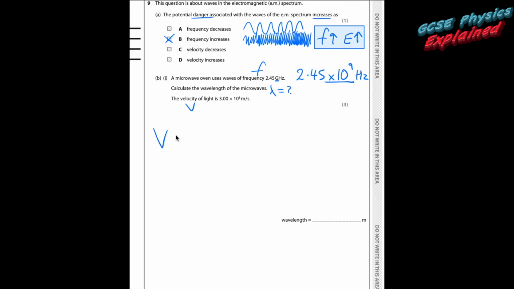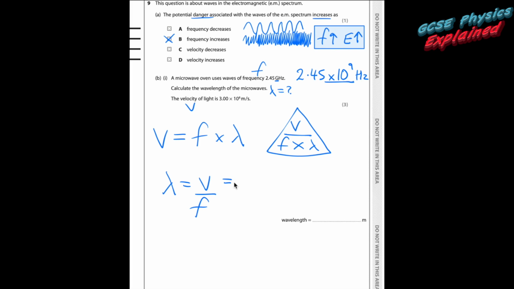Right, so the formula is velocity equals frequency times wavelength. Let's pop that into a magic triangle because we need to work out the wavelength. There's room for something times something, and it's f times lambda, so let's shove that in. And v must go on the top. Cover up what we're looking for, which is the wavelength, lambda, and we're left with v divided by f. So wavelength equals wave velocity divided by frequency. Pop the numbers in, and that equals 0.122 meters.